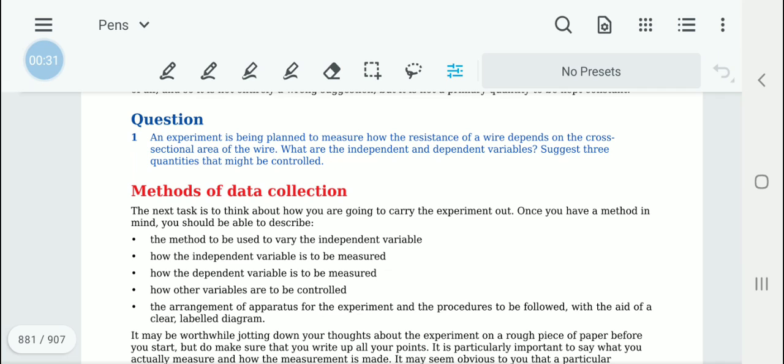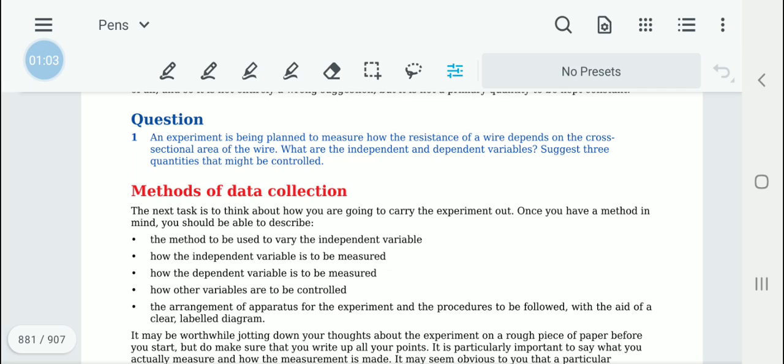Then how do we vary the independent variable? That is, we need to change it. How do we change it? Then how do we measure the change that we have given it? As a result, the dependent variable will change. Then how do we measure that? Then how are we going to maintain or control the control variables? These are the steps involved in the experiment.